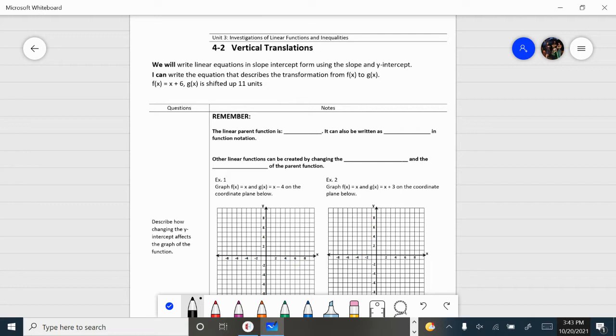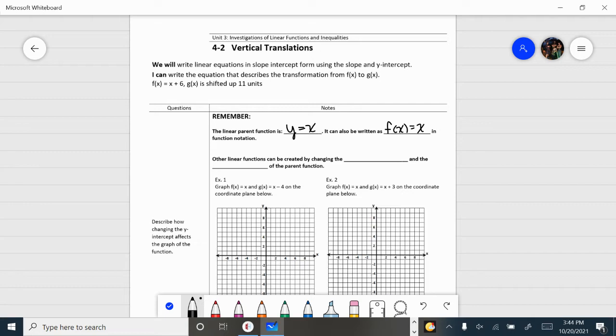Okay, so in our previous video in Form 1, where we talked about slope-intercept form of equations, we talked about the linear parent function is y equals x. Okay, now in algebra, we also talk about function notation. And so in function notation, we can write this as f of x equals x. Now remember, y and f of x are the same thing. It's just a different way of writing it. F of x just names the equation, whereas y is just kind of a generic equation.